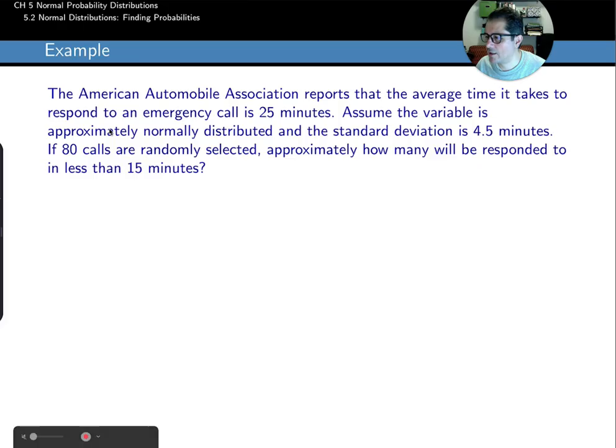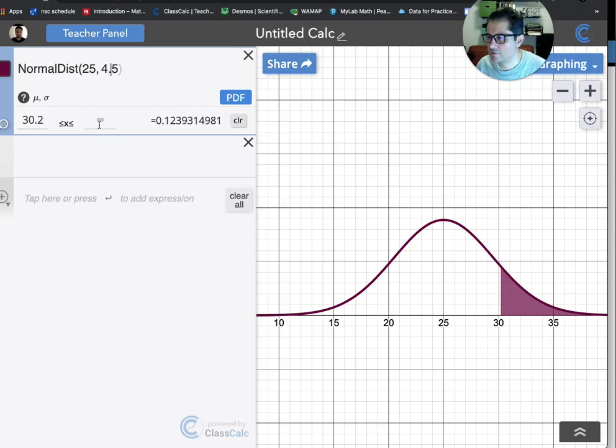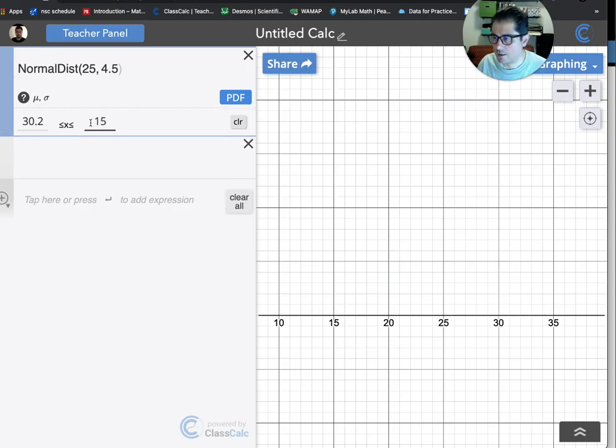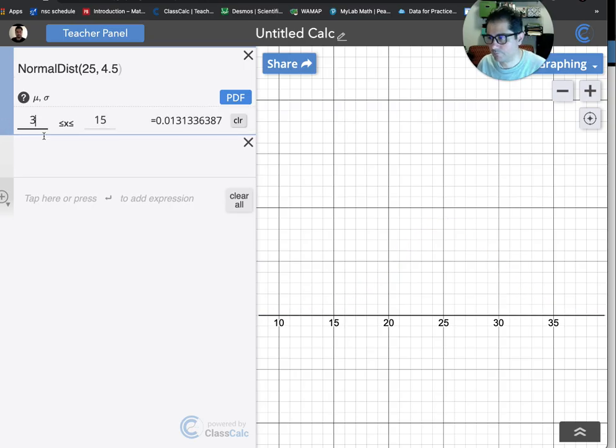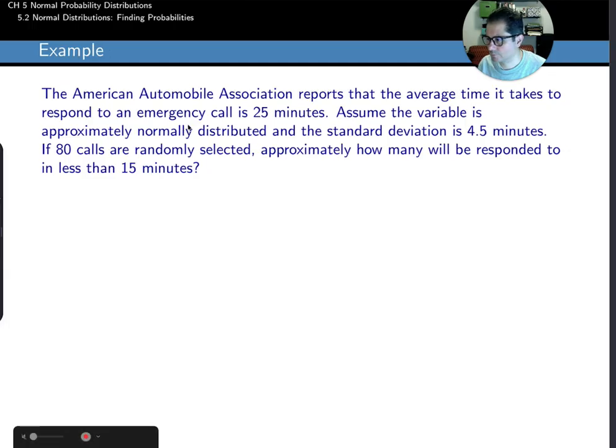I want to find less than 15 minutes. So the 15 goes on this side, and I leave the other side blank. This is what I'm finding. It's a very small area. The probability, or the area, is 1.3%, 0.013134. I have that pasted here.